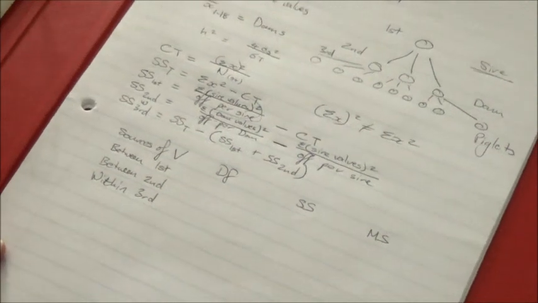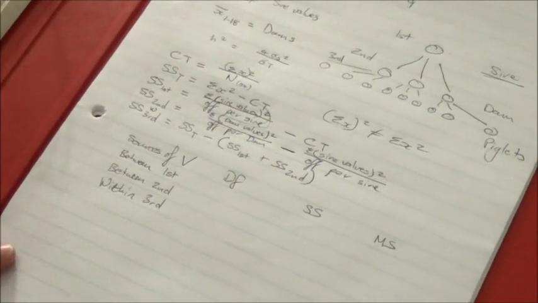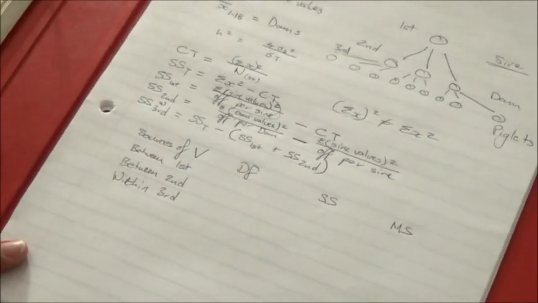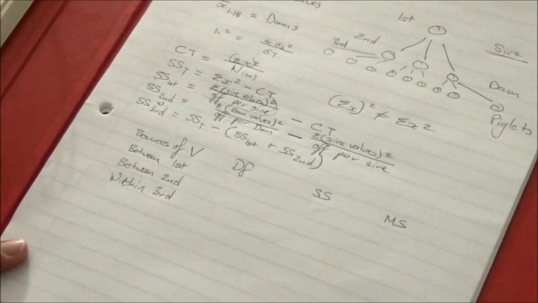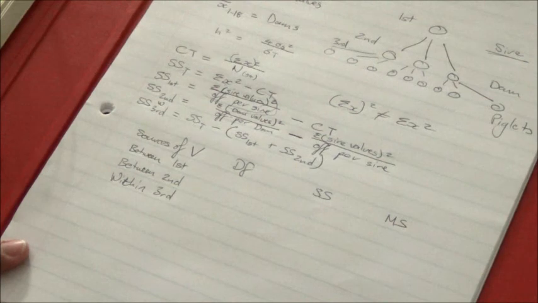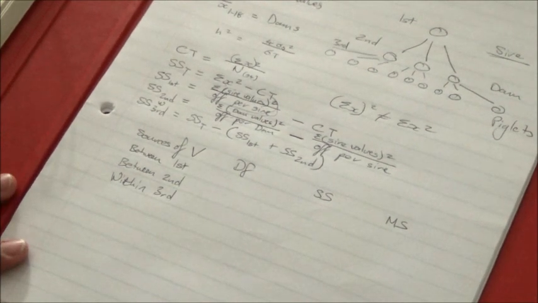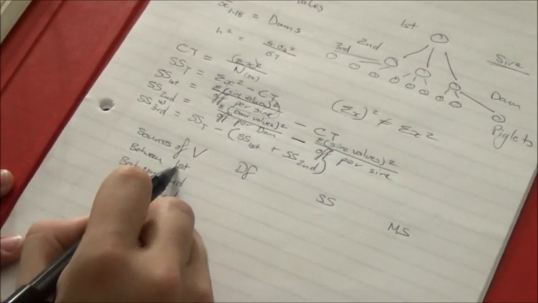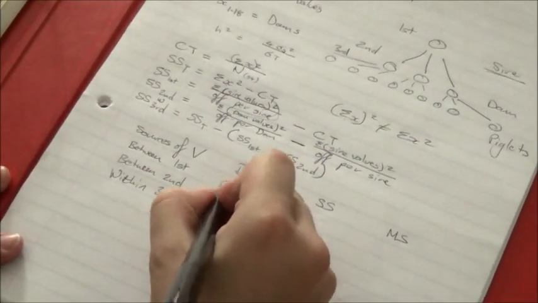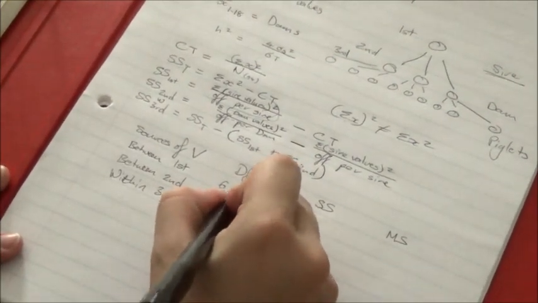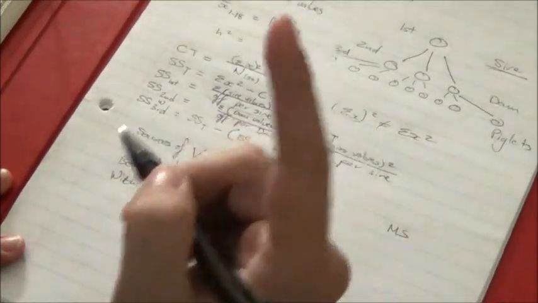Your degrees of freedom are very, very important, and a lot of people just think that degrees of freedom is the number of values minus 1. It's not. The way it works technically is the number of values minus the number of categories. So in the first tier we have 6 values because there were 6 sires. And how many categories are there? There's only one category. There's only one set of sires.